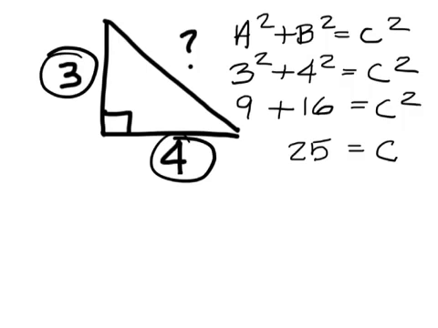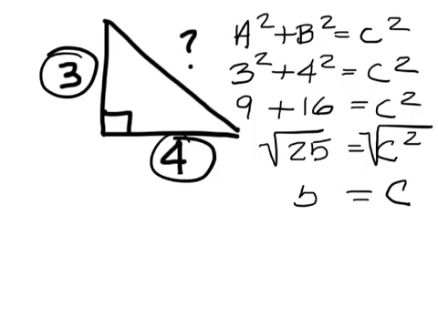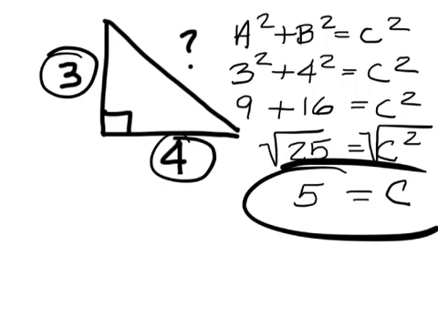To get 25. Just as with the cylinder problems where we had r squared and we found the square root, it was r. Same thing for this. The square root of c squared is c, and the square root of 25 is 5. Therefore, the length of this side is 5.